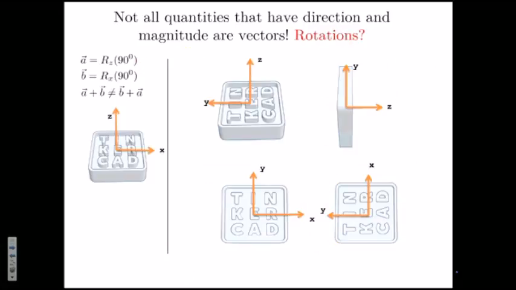Another example, finite rotations. So what are finite rotations? Well, you could take an object and rotate it, right? Now you can associate a direction and magnitude with the rotation.